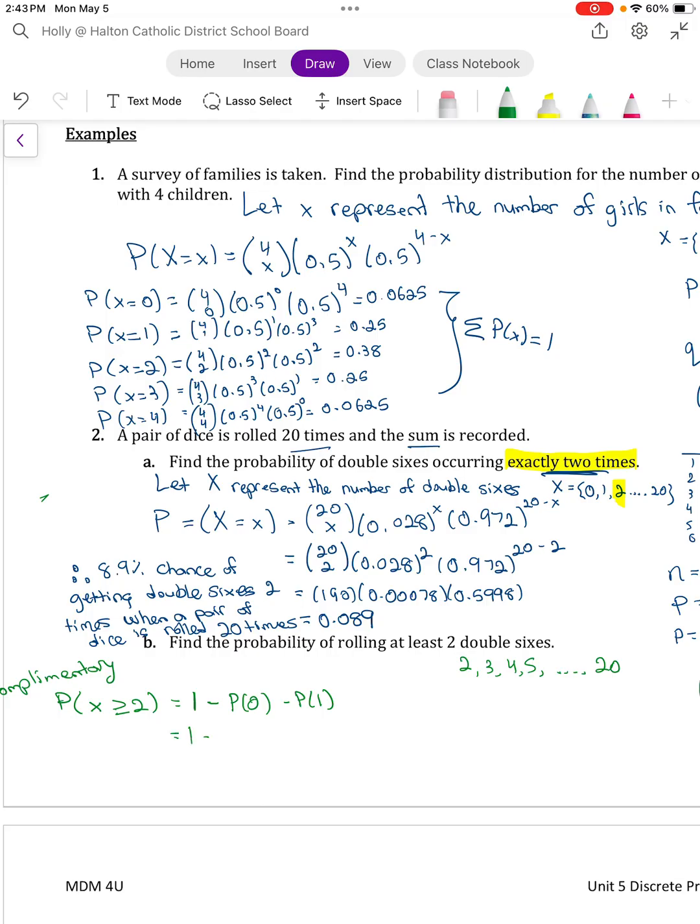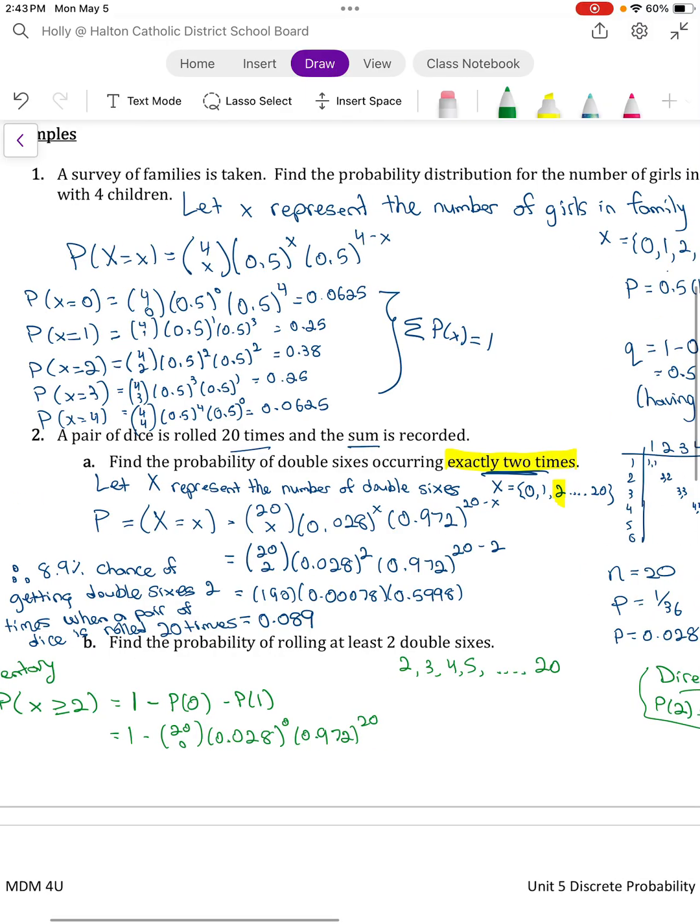So this makes it a little bit easier, because now I can do P at 0, which is 20 choose 0, times 0.028 to the exponent of 0 times 0.972 to the exponent of 20, minus, now we're going to do 20 choose 1. If I rolled it once, that wouldn't be a success, because I need to roll it twice. So 0.028. So if you use your calculator, this is a lot fewer calculations as opposed to doing 18 of these calculations.